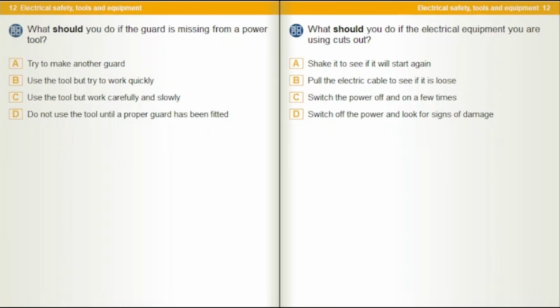What should you do if the electrical equipment you are using cuts out? Shake it to see if it will start again. Pull the electric cable to see if it is loose. Switch the power off and on a few times. Switch off the power and look for signs of damage.